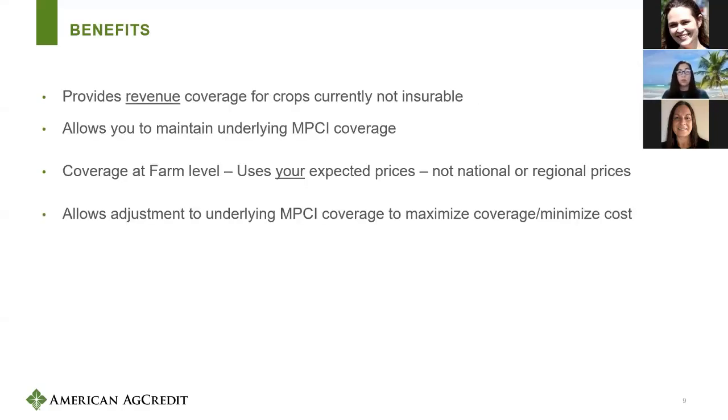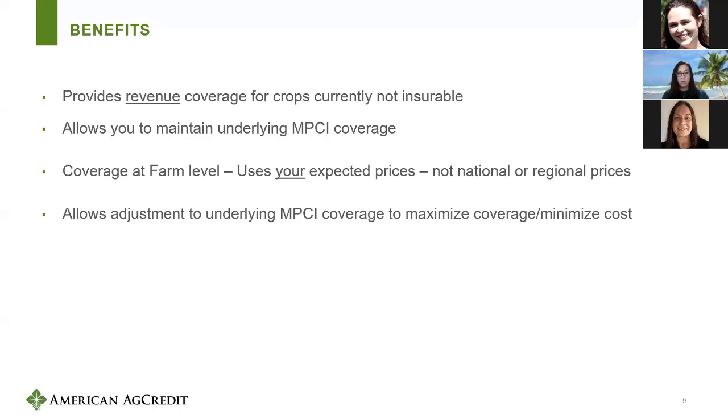Okay, so really the benefits of the whole farm policy is it covers the revenue on crops where there isn't a traditional crop insurance policy available. So it provides that protection for you. It does allow you to maintain your current MPCI coverage, multi-peril crop insurance. So that would be the traditional crop insurance policies. You can have that policy and have the whole farm revenue. You actually receive premium discounts if you do have both policies because you've split the liability.